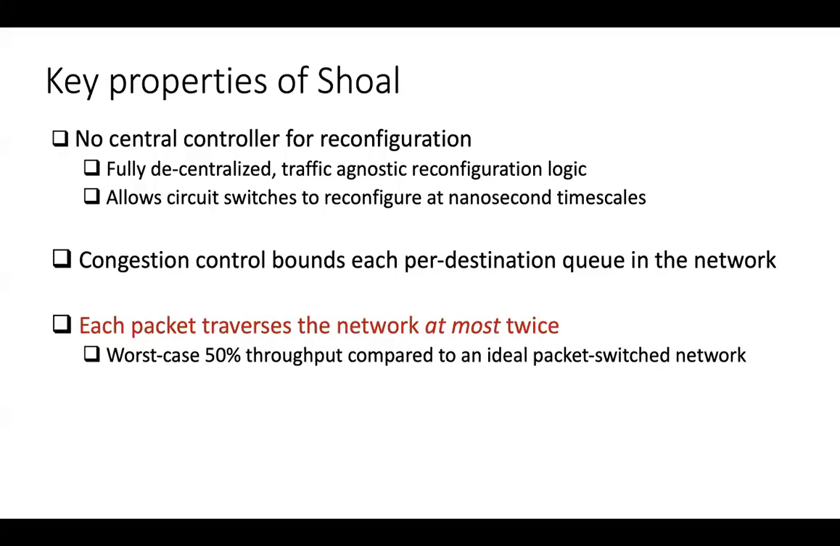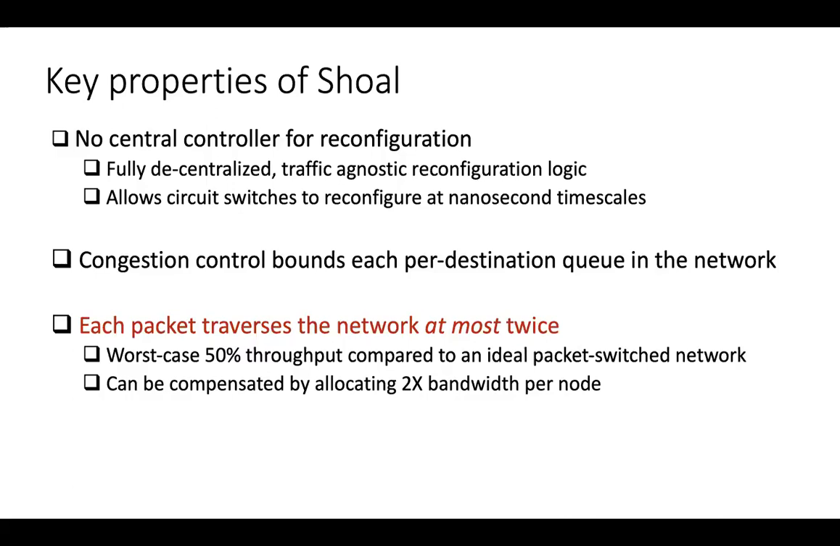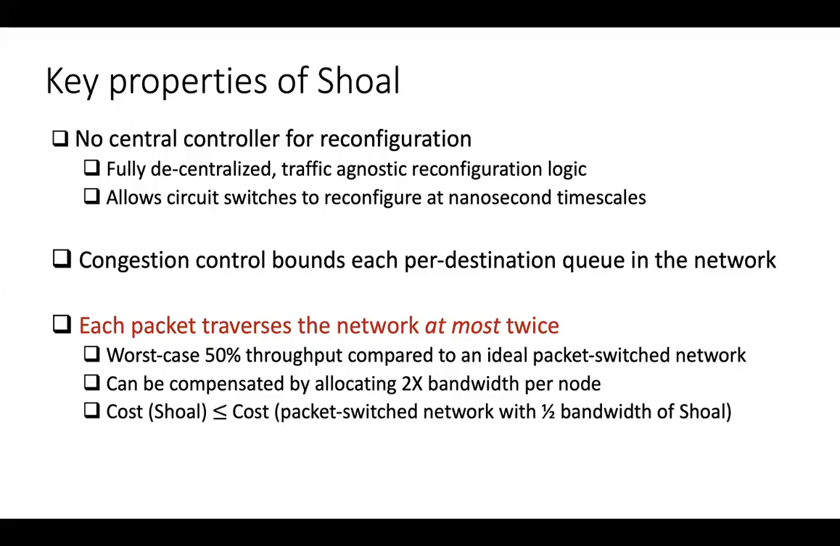Now, these properties do come at a cost. And the cost is that in the worst case, the network throughput for Shoal can go down to 50% compared to an ideal packet switch network. And to handle this, what we end up doing is just simply equipping each node with 2x bandwidth. To see why this is a reasonable thing to do, we have to realize that extra bandwidth translates to extra cost. And given that circuit switches are fundamentally much simpler than packet switches, in the paper, we do an analysis showing that even with 2x bandwidth, the cost for a Shoal network would be less or at the very least comparable to an equivalent packet switch network with half the bandwidth.